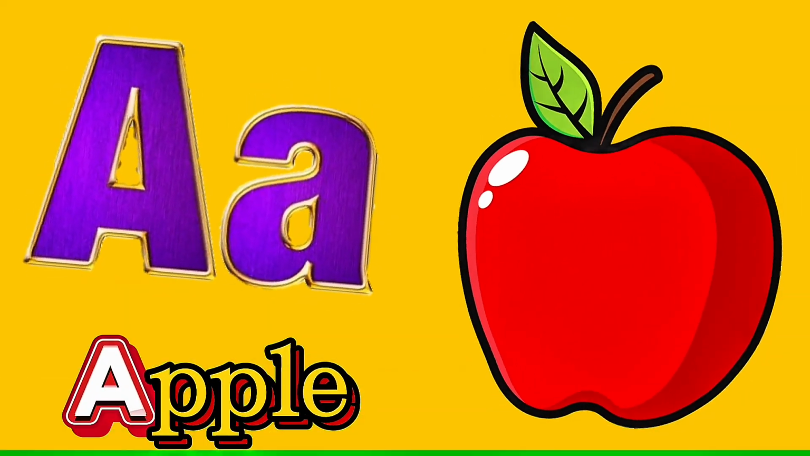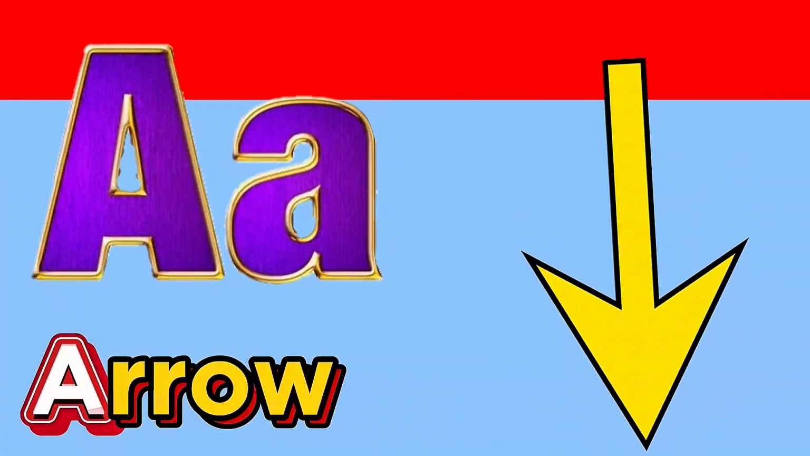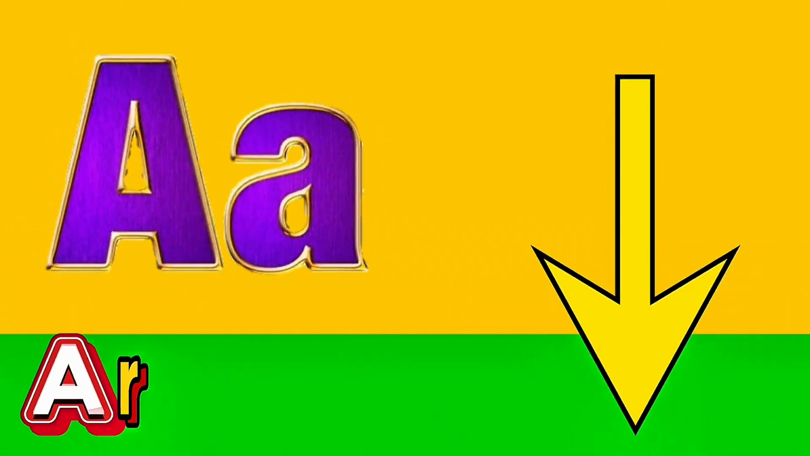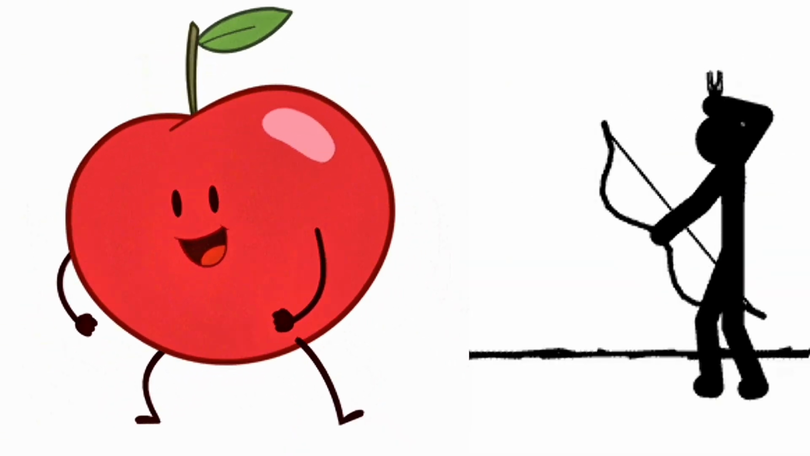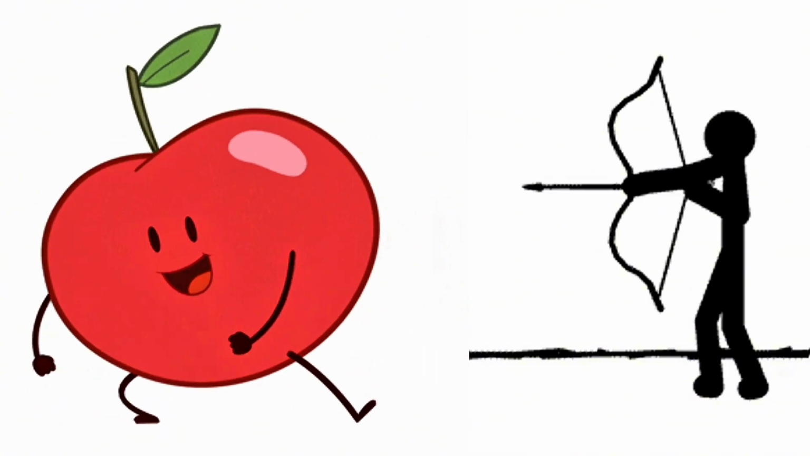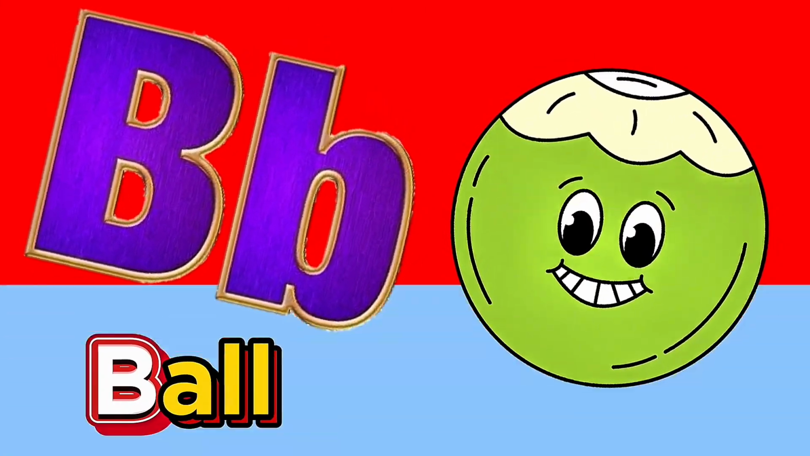A is for apple. Apple. A is for arrow. Arrow. A is for apple. A is for arrow.